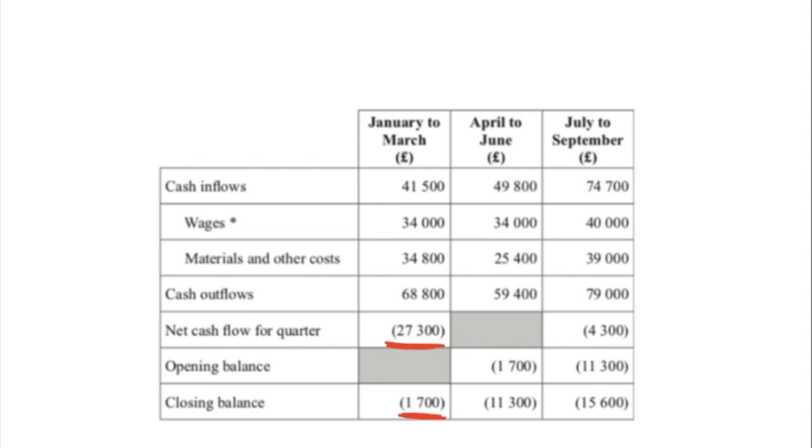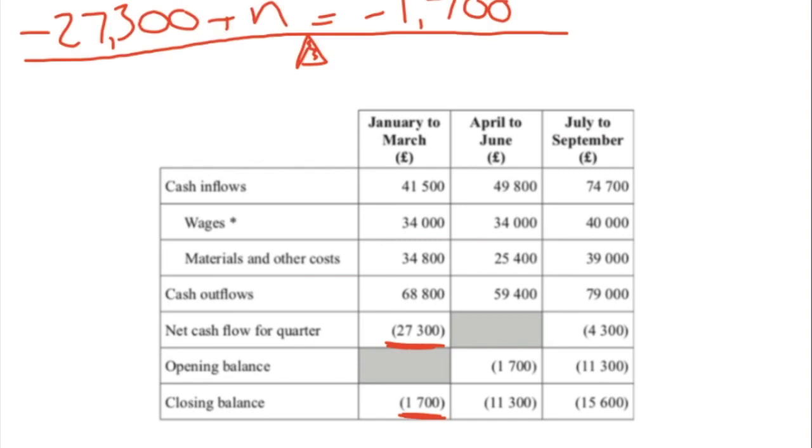So what we could do is something like a set of scales and balance out the equation. As we can see here, I'm trying to balance out to get the opening balance, and the way to do that is I have to do the inverse, and I have to add 27,300, so positive 27,300 to this side here, but also to this side in order to get the opening balance. So if I add 27,300 to minus 27,300, I cancel it out, okay? If I add 27,300 to minus 1,700, I get 25,600.